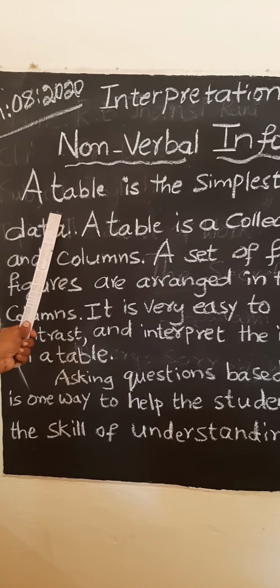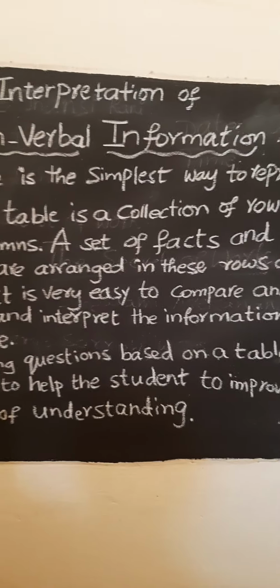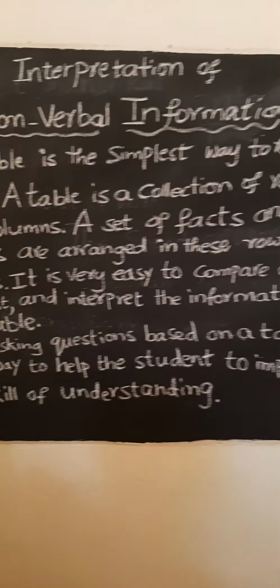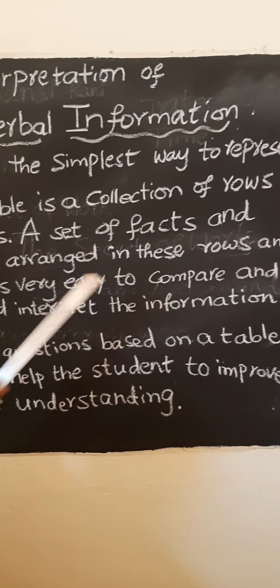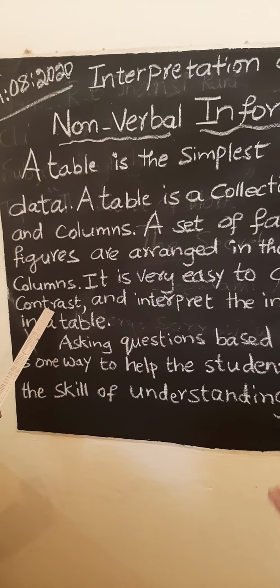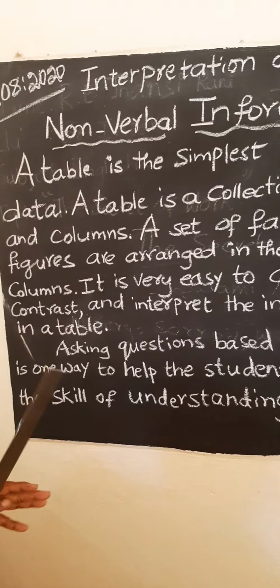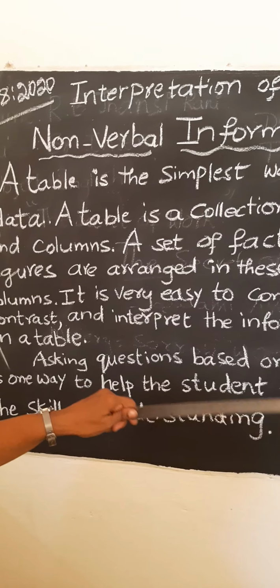A table is the simplest way to represent data. A table is a collection of rows and columns, and a set of facts and figures are arranged in these rows and columns. It is very easy to compare and contrast. Through this table chart, we can easily compare among the streets, among the boats, anything. So we can easily compare the facts through this table chart.